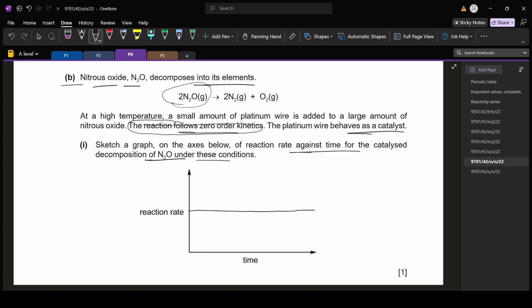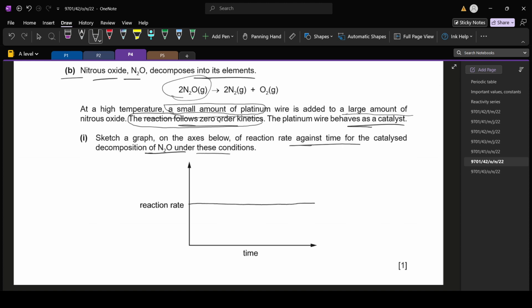And the catalyst is added in a very small amount, you can see. So it will also have a negligible effect, because the nitrous oxide is in large amount and the catalyst is in small amount.